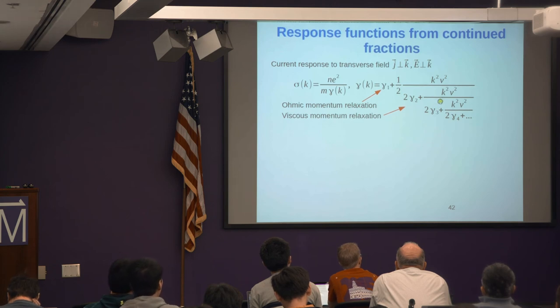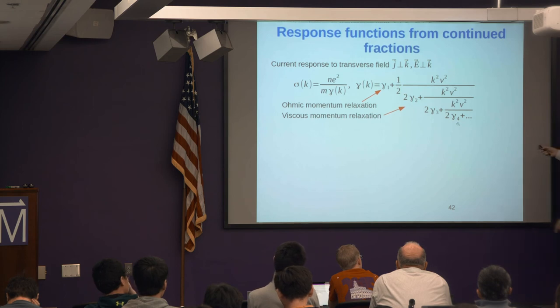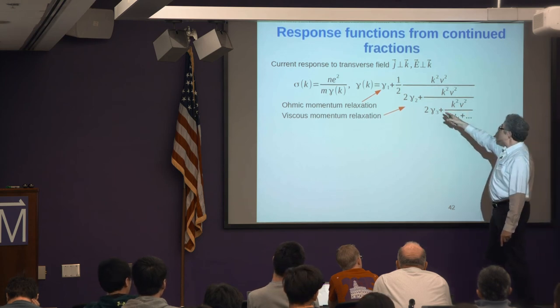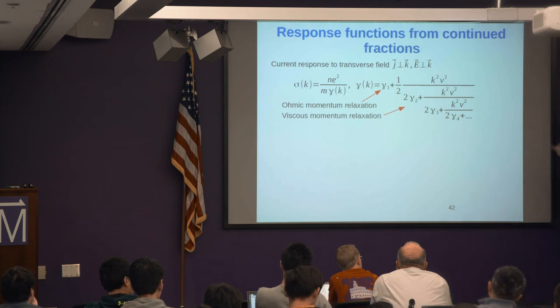If you go to very small k, you see that you cannot really take the limit of k going to 0. But if you take k to be very, very small, then you can drop all the high order parts of that continued fraction, and you're only left with this part. And that will correspond to the Navier-Stokes limit that we talked about yesterday.